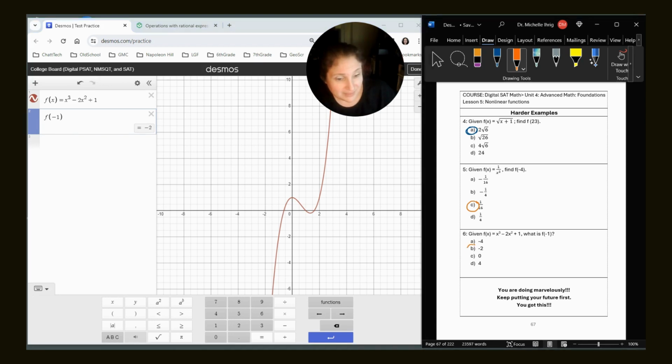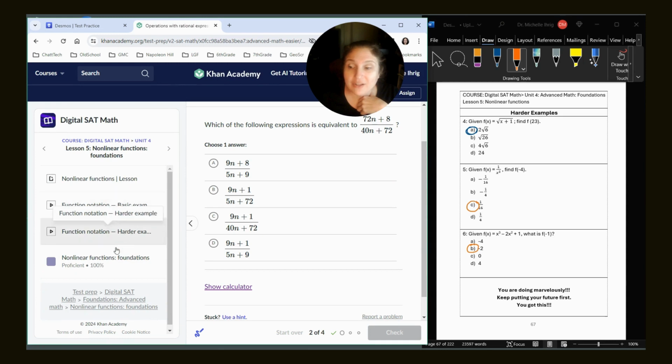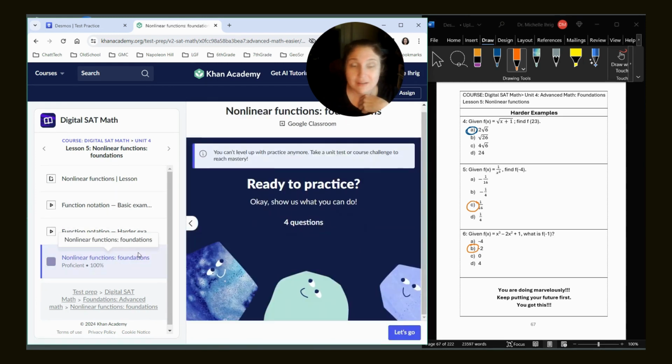Before you go to my next video, even though I want you to watch all of them, you're going back to Khan Academy. You're going to Unit 4, Lesson 5, and you're taking this foundations practice. And you're making sure you know how to do it using the Desmos calculator.